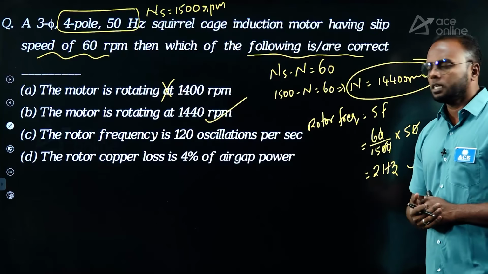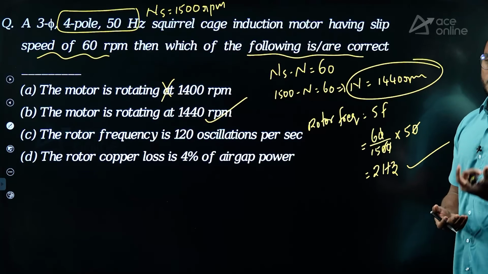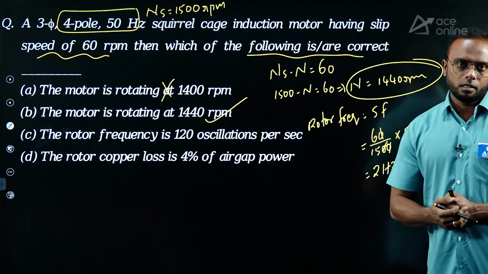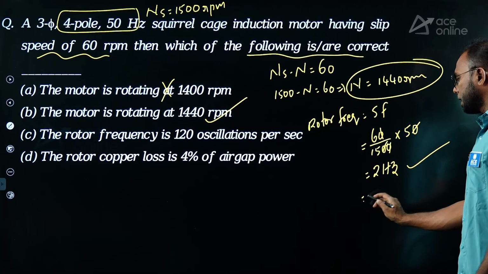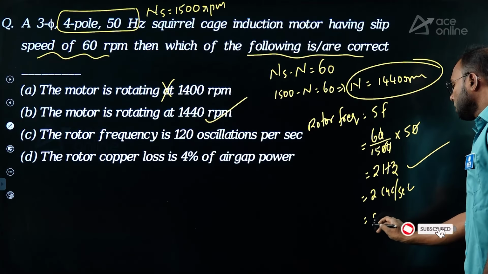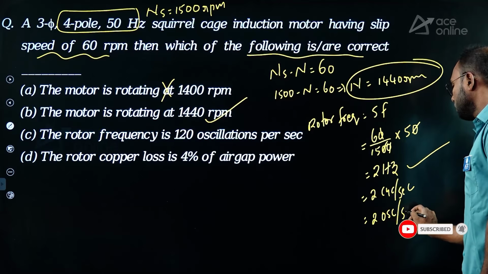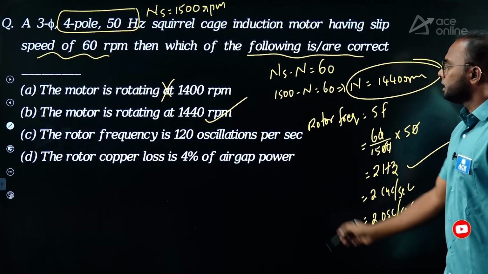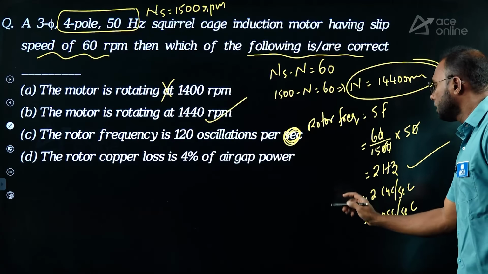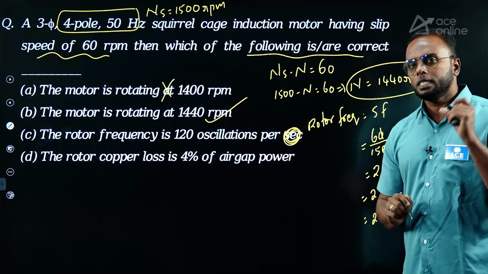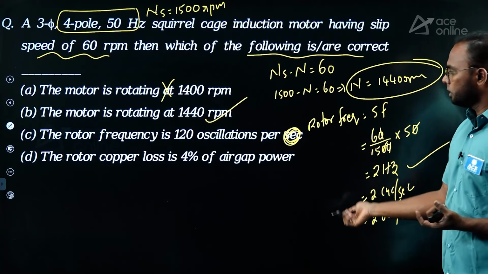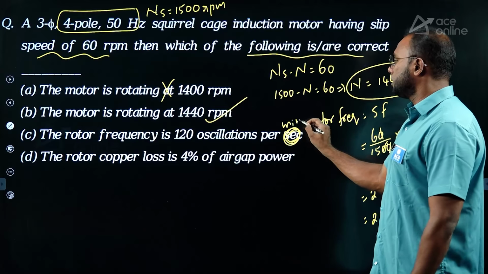But they did not give it in Hertz directly; oscillations are given. Oscillations per second and cycles per second, both are correct. 2 Hertz means 2 cycles per second, or we can call it 2 oscillations per second. But this is 120 oscillations per minute. Per minute should be there. If it is per minute, how many seconds do we have? Per minute 60, then per second 2. Then 60 into 2 is 120 oscillations per minute.